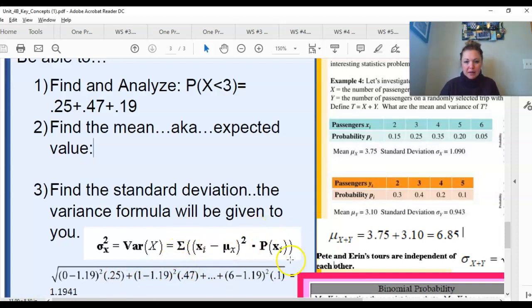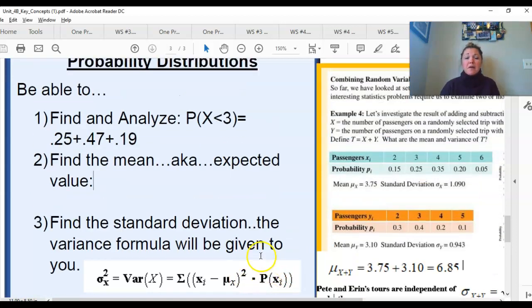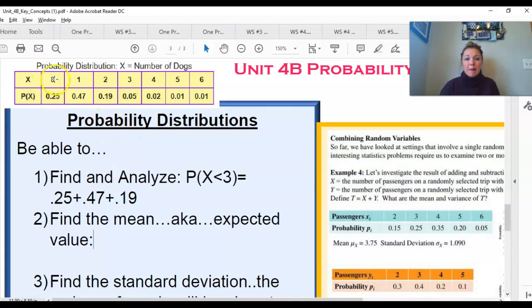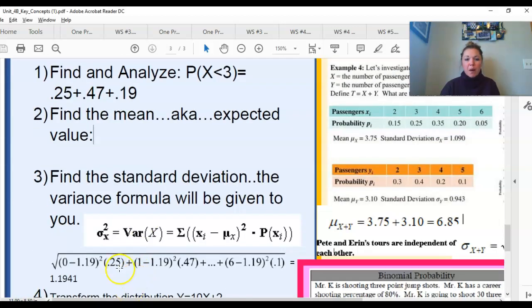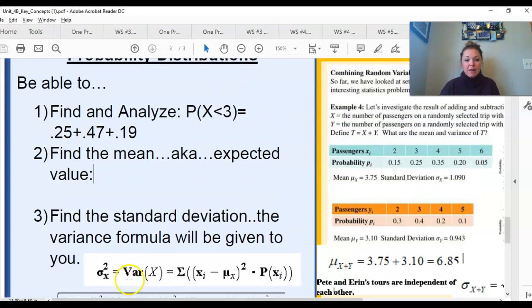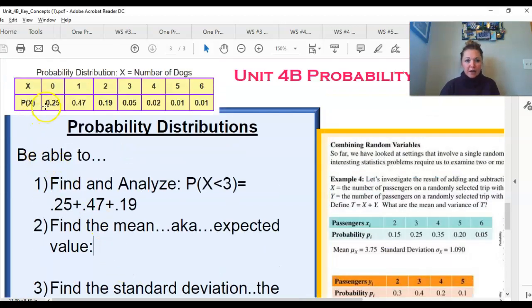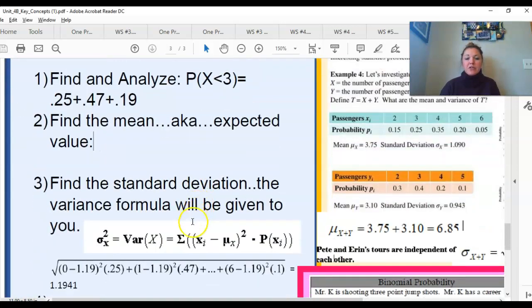Reading through the formula: the sum of the observation minus the mean, which is that expected value, squared, times the probability of that observation. Okay, so let's look. This first observation, 0 minus the mean, which I found to be 1.19, squared, times the probability of that observation, which is 0.25. Then I do it again.